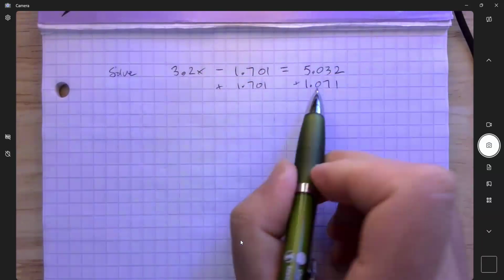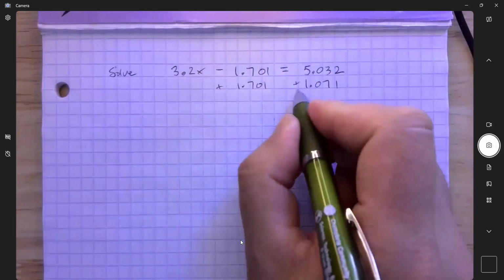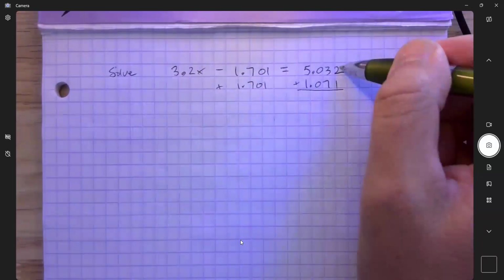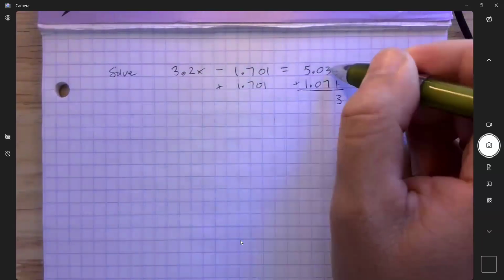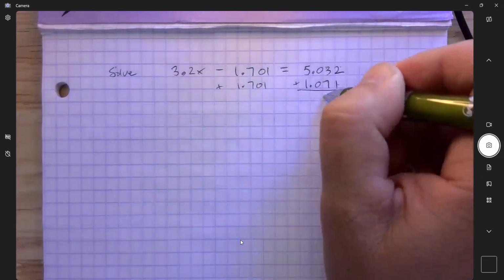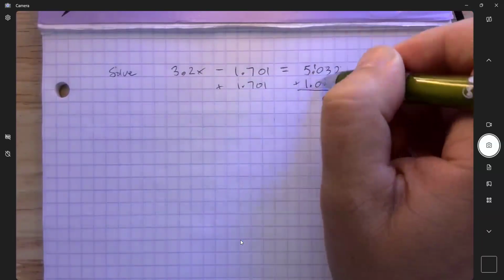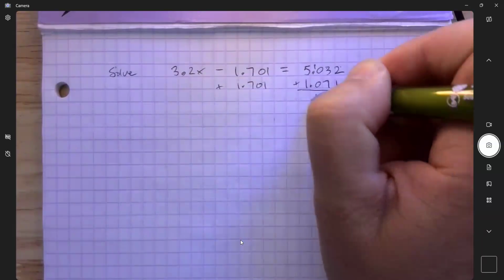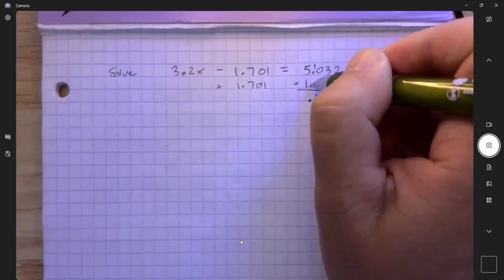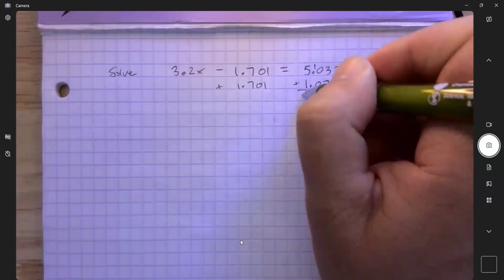As a reminder, when adding decimals, you add it like you would any multi-digit number. 2 plus 1 is 3. 3 plus 7 is 10. So I do a 0 here and I carry the 1. And then I have a 1 plus 0 plus 0, which gives me a 1. The decimal stays right there, and 5 plus 1 is 6.